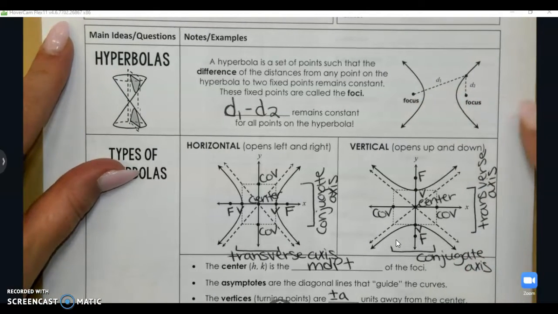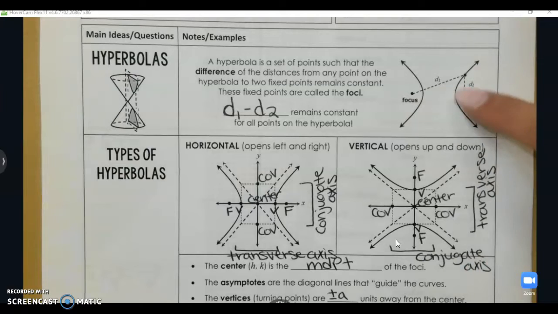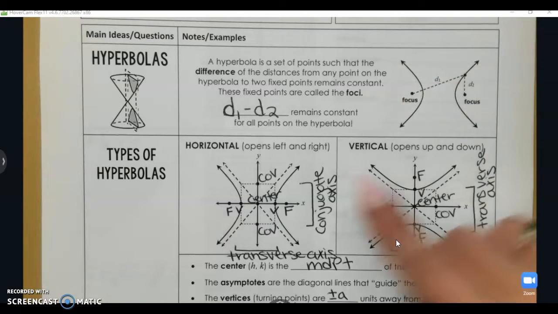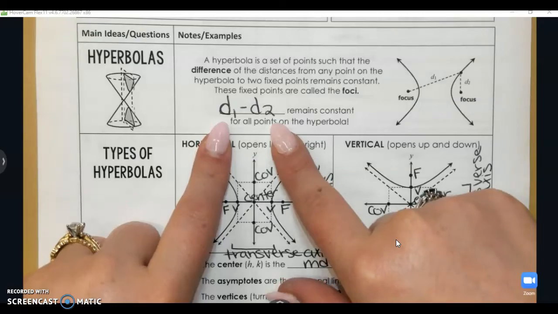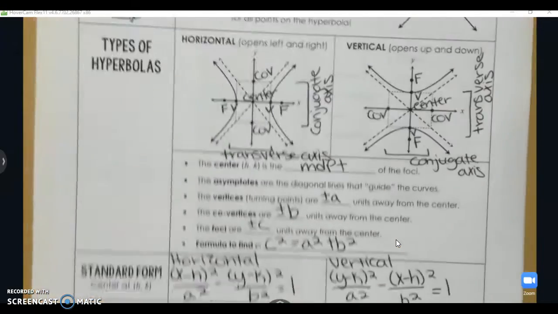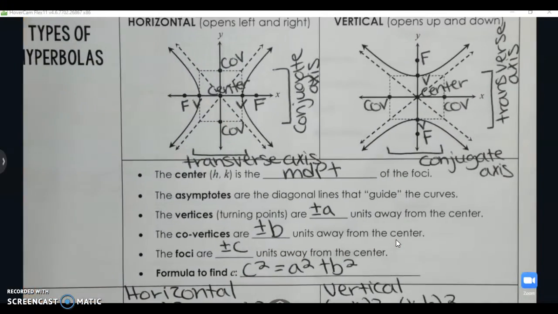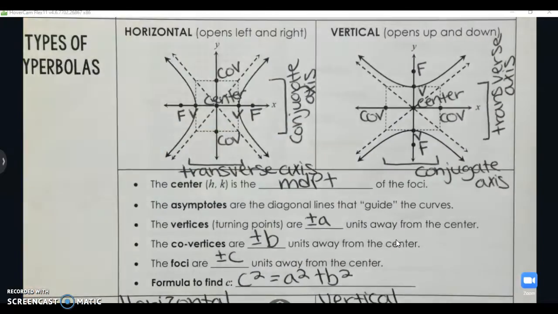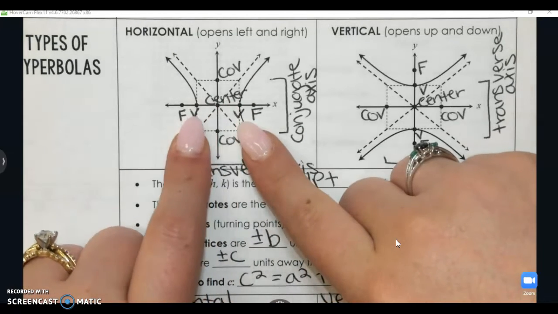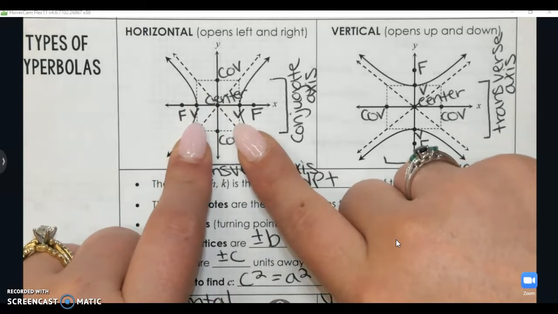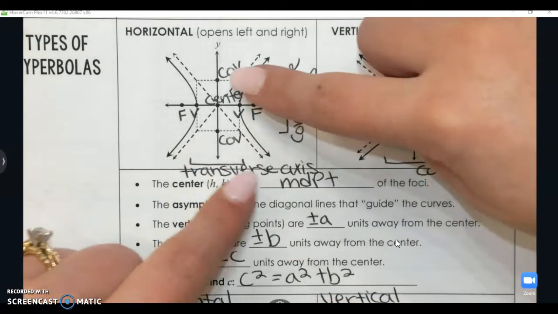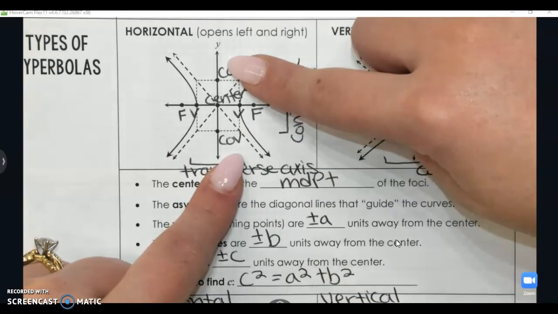So we have two foci in a hyperbola, and if you're somewhere on either hyperbola, the difference of your distances to the two foci is always the same. So let's look at the features of our vertical and horizontal. Again, we have the same features as we did in our ellipse. We have our centers, and then when we have a horizontal hyperbola, our vertices are along the horizontal as well as our two foci, and then our co-vertices are vertical.